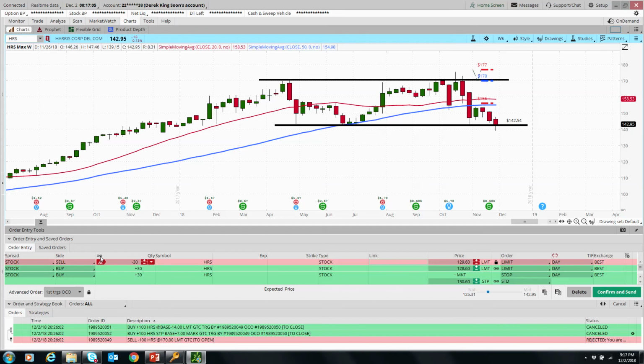So if I unlink this, click this button to unlink, I would have to press the number of shares manually for each of these columns right here. All right. So if I link it back, it follows the number of shares that I want to sell.